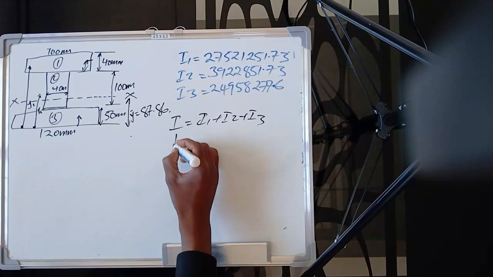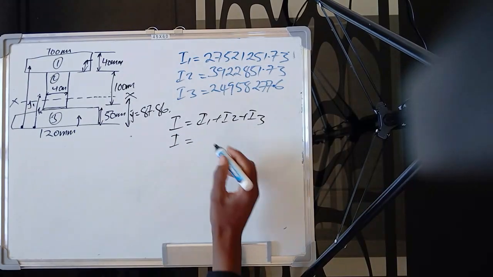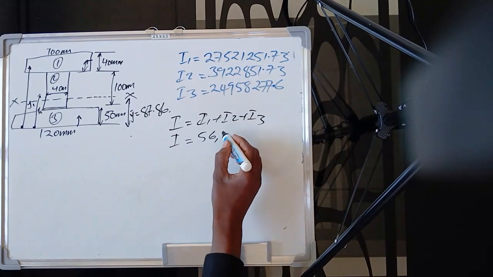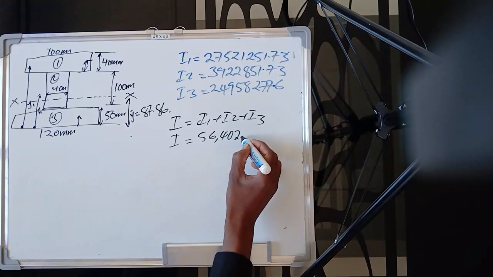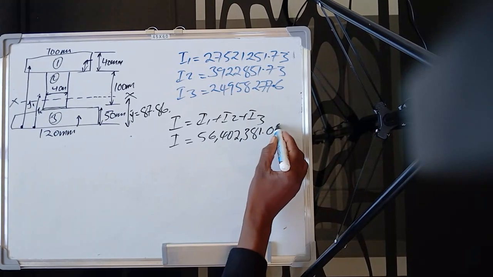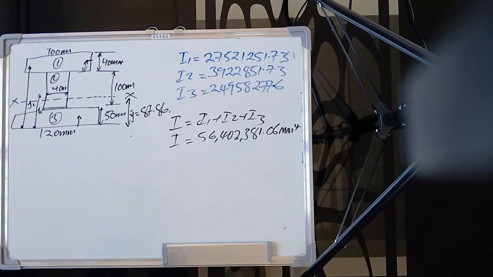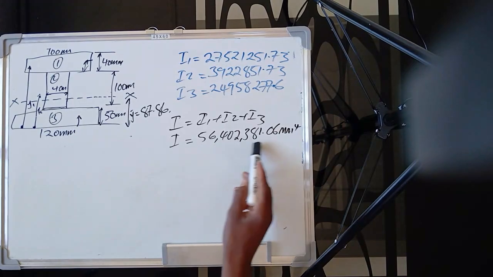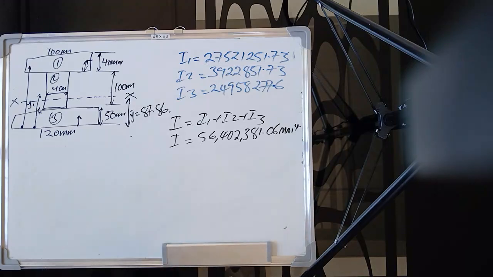When you sum them, just put them in your calculator. It should give you the total moment of inertia to be 56,402,381.06 millimeter to the power 4. So that's how you find that. This is for question 2, remember.